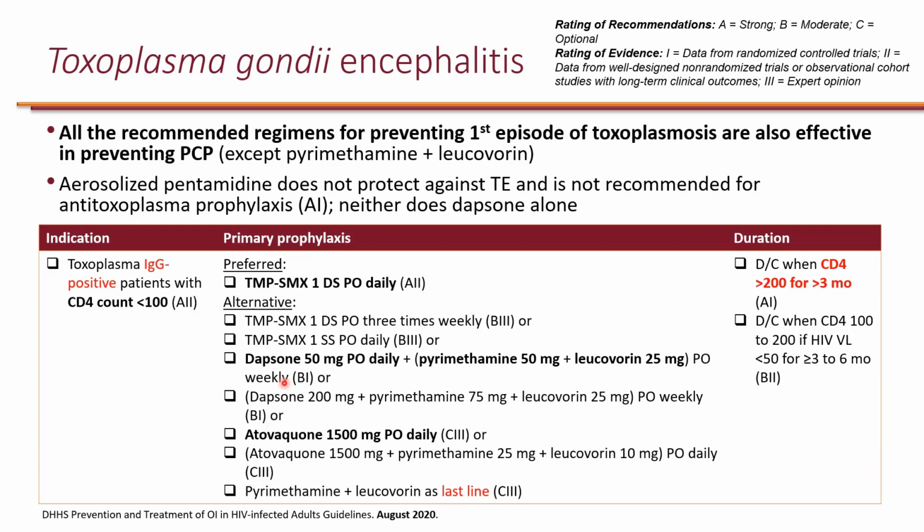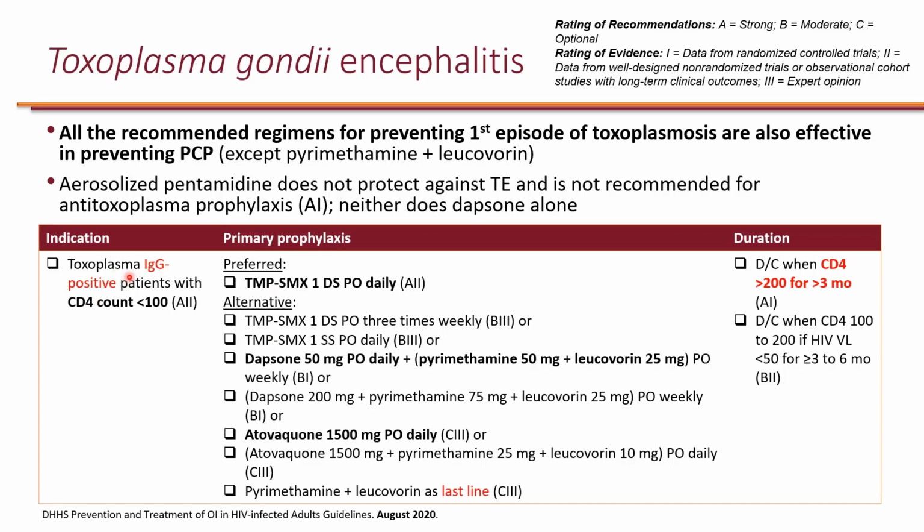So here are the recommendations for Toxoplasma. In order to do prophylaxis, the CD4 count has to be less than 200, but also you want to see Toxoplasma IgG positive. So prophylaxis is only recommended in IgG positive patients. That means they have been exposed to it, so they're at risk of developing disease. And by disease, I mean specifically encephalitis.